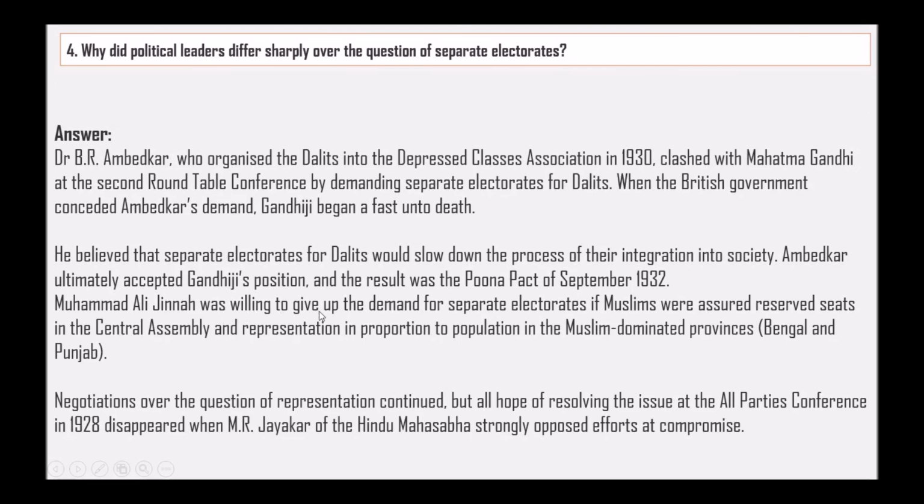Muhammad Ali Jinnah was willing to give up the demand for separate electorates if Muslims were assured reserved seats in the Central Assembly and representation in proportion to population in the Muslim-dominated provinces. Negotiations over the question of representation continued, but all hopes of resolving the issue at the All Parties Conference in 1928 disappeared when M.R. Jayakar of the Hindu Mahasabha strongly opposed efforts at compromise.